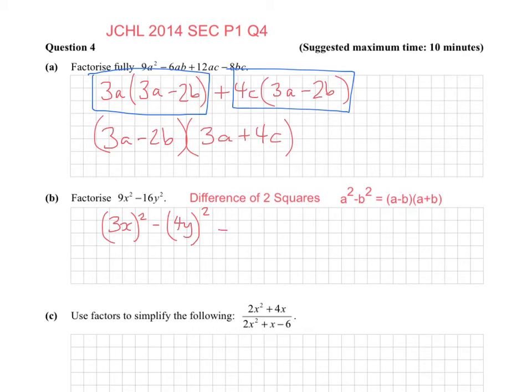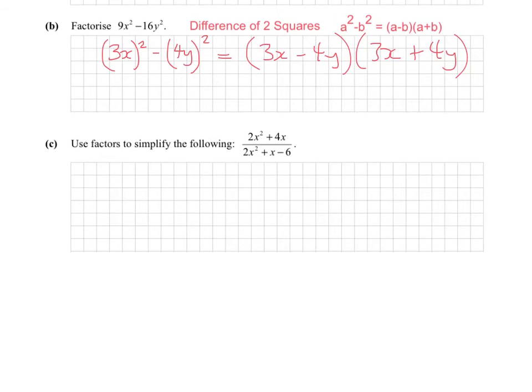And suffice to say, when I use this rule, I can use it straight away. I don't need to show any workings at all. I literally just say, well, I've got 3x minus 4y and I've got 3x plus 4y. That's basically what's going on. Whatever these two things I've got that are squared, I'm going to say one take away the other, and then one add the other. That's what I have. And that's fully factorized.